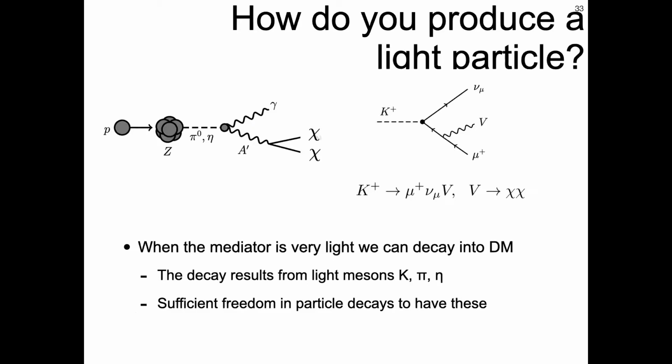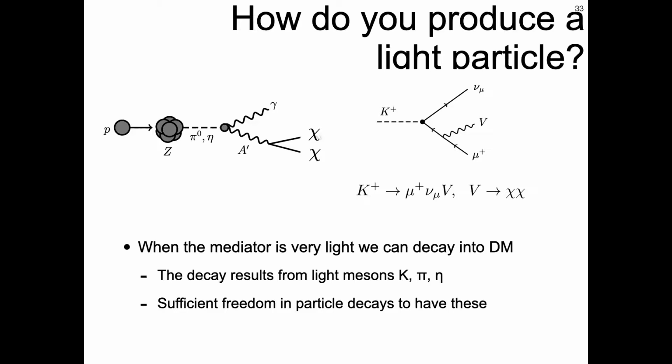The other way you can produce it is you can fire a proton on a target and then you can produce mesons. And these mesons can then decay to, for example, pi0 can decay to a photon and a dark photon. And then this dark photon will decay to something typically invisible if the dark matter is light. You can also have a kaon decay and then radiate off a dark photon as well.